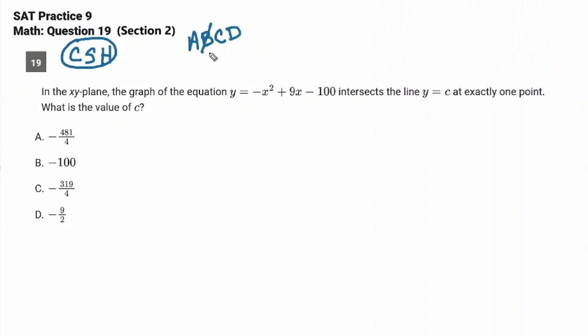Obviously negative 100. What else? I think the next one is negative 9 over 2. A and C are really hairy looking, so if you're just going to guess, guess between A and C. But let's do the problem.